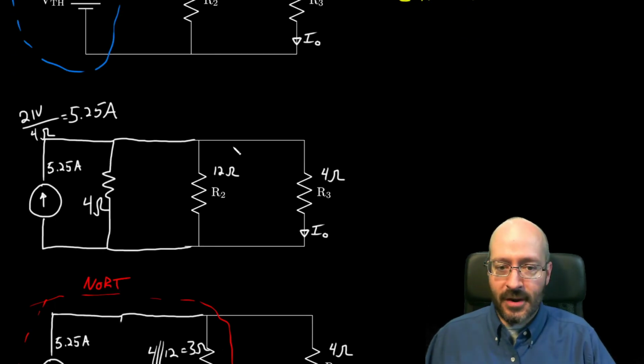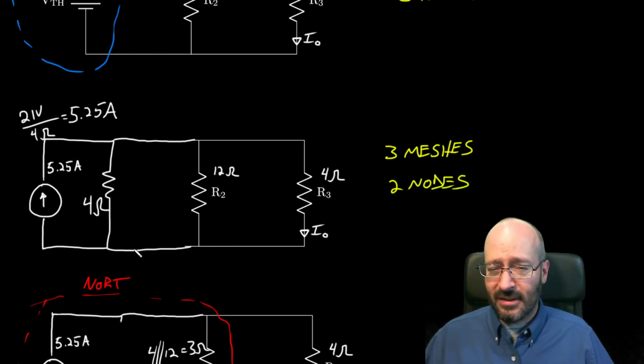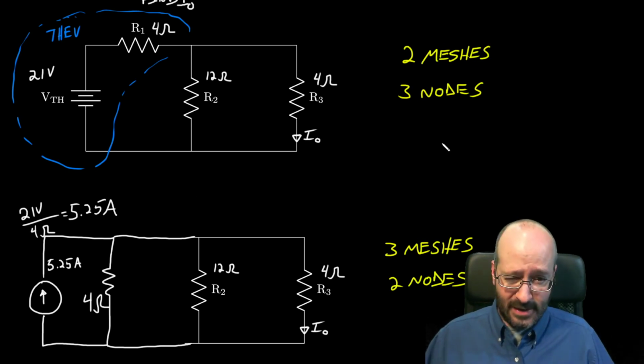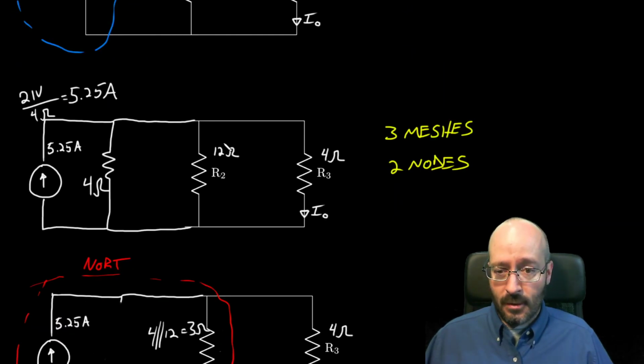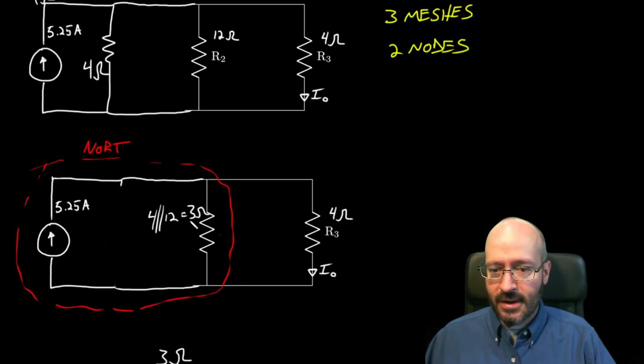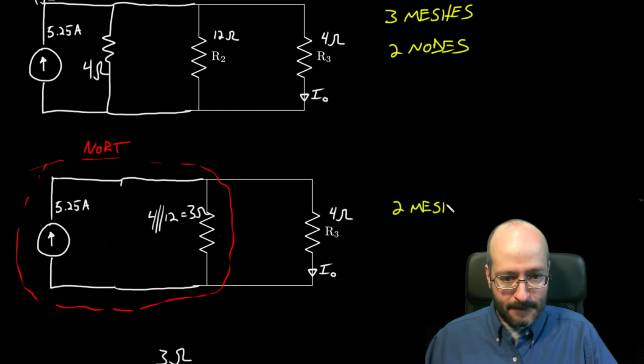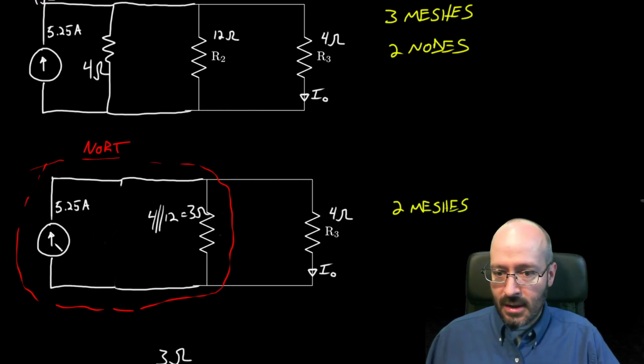We converted it, and we ended up with 3 meshes. Oh, we went the wrong way there, right? And 2 nodes. Okay, so maybe this one would be better for nodal analysis. We only have 1 unknown in that case. So we could get that down to a single KCL equation. Okay, converting it further, we ended up back at 2 meshes. And 2 nodes. Okay, getting better.